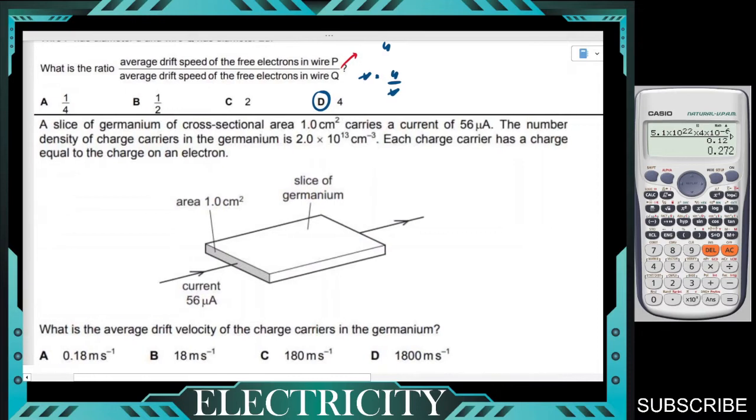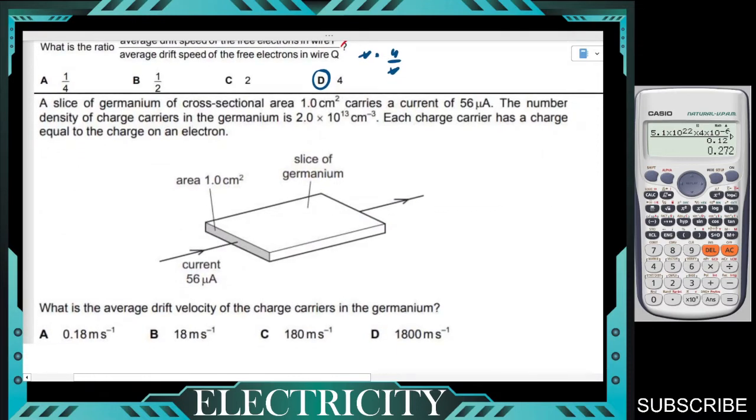So let's take a look at the next one. A slice of germanium, which is a semiconductor, has a cross section area of 1 centimeter square, and we have to convert 1 centimeter square into meter square because we'll be needing it anyway.